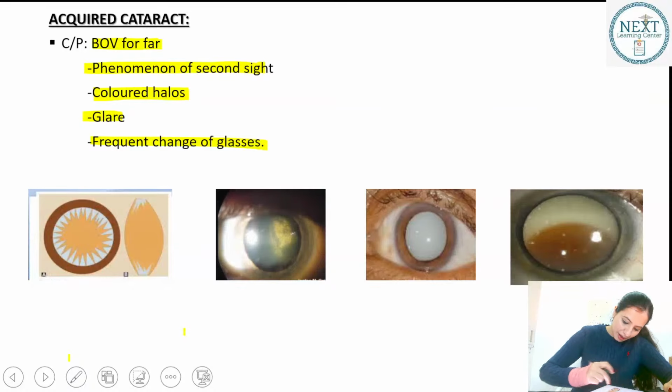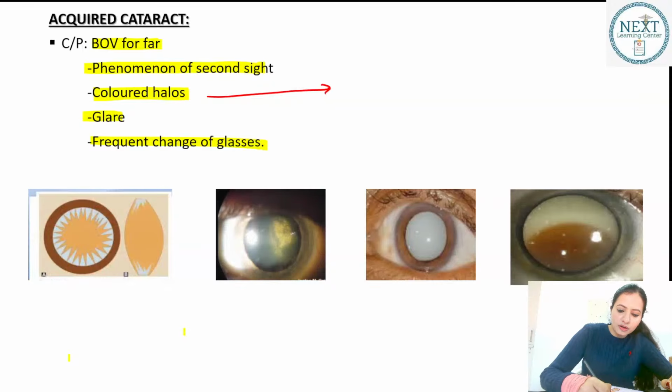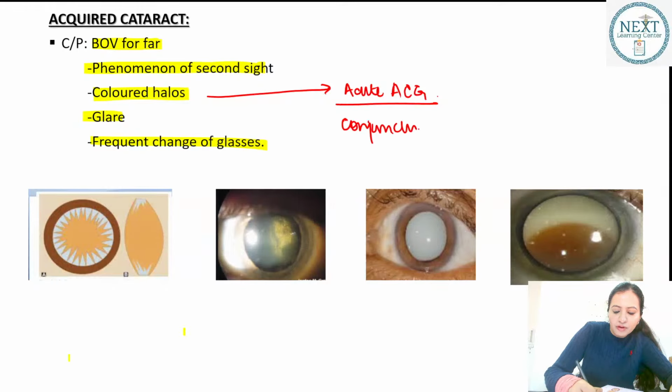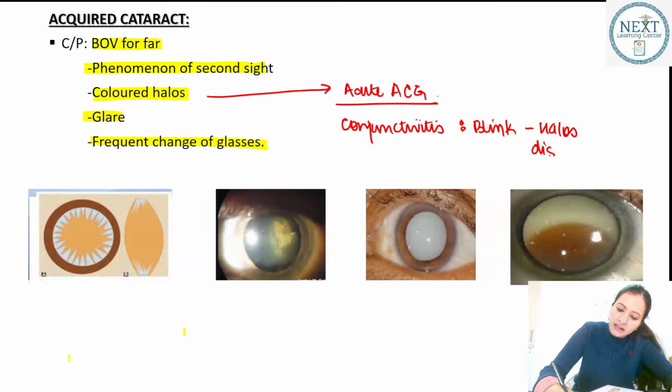Colored halos, apart from acquired cataract, are also seen in acute angle closure glaucoma and conjunctivitis. How will you differentiate? For conjunctivitis, you ask the patient to blink. If the halos disappear, then they are due to conjunctivitis.